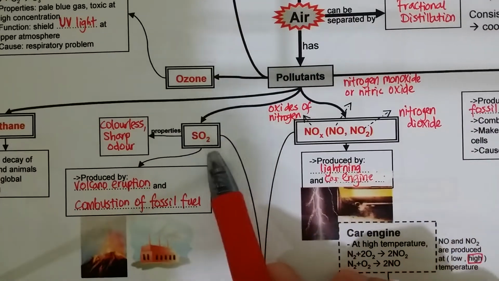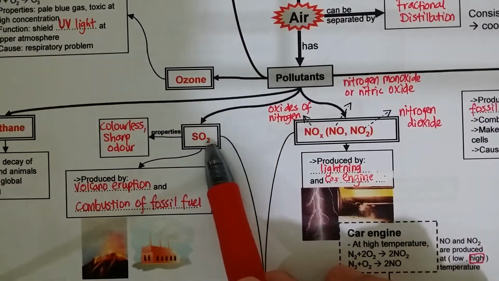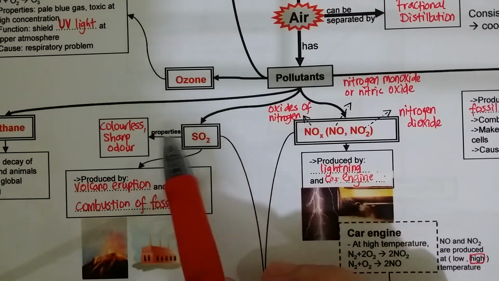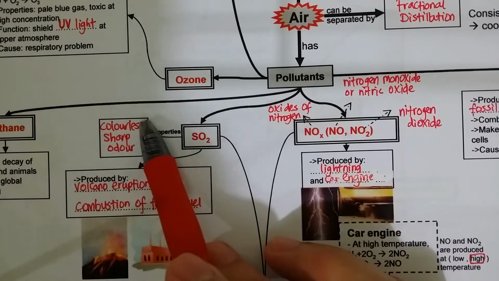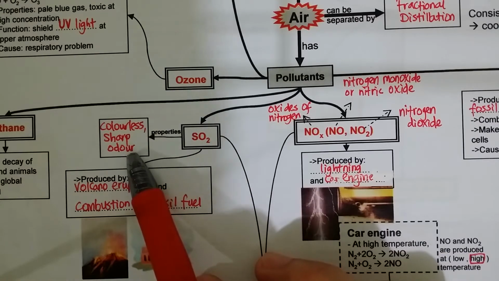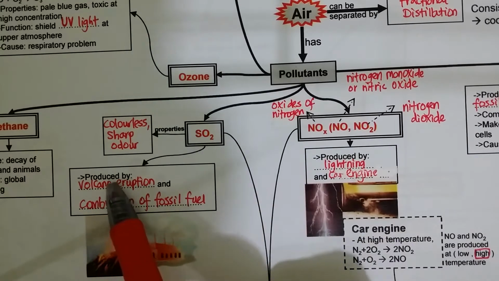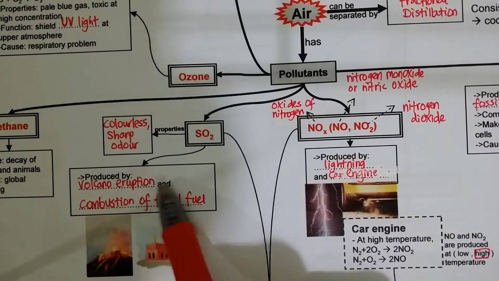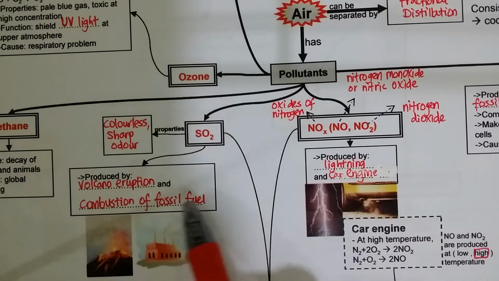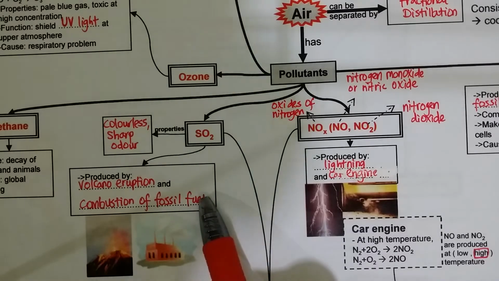Now, the second pollutant is sulfur dioxide. Now, this is very important, sulfur dioxide, SO2. So you have to remember its properties. It is a colorless gas, and its odor is very sharp. It has a sharp, pungent odor. Now, the source of it is produced by volcano eruption, also combustion of fossil fuel. An example of fossil fuel would be petroleum.